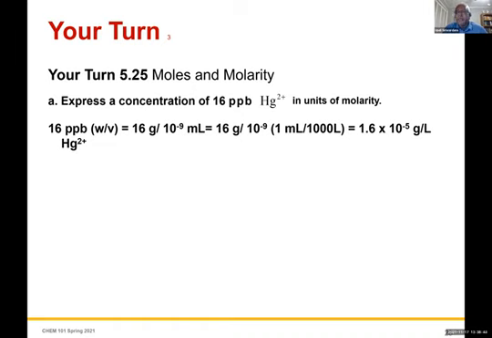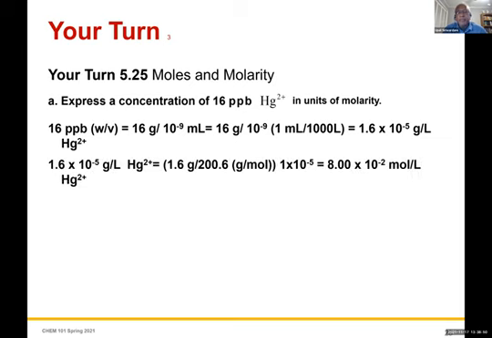Now to convert grams, 1.6 x 10 to the negative 5, you have to divide it by the molar mass of mercury, which is 200.6. So you end up with 8.0 x 10 to the negative 8 moles per liter solution. So grams converted to moles. That's how you do the calculations.